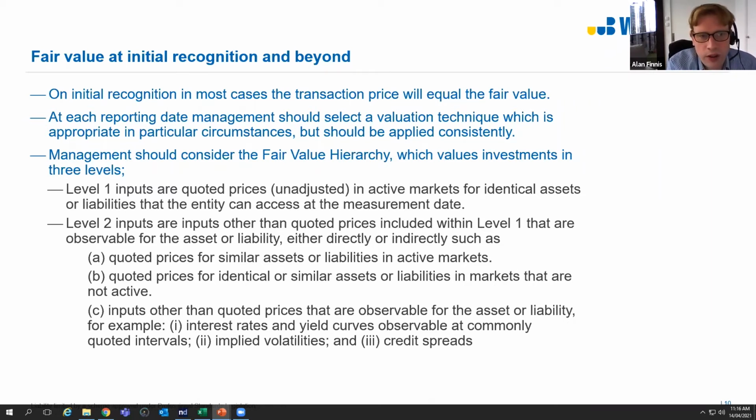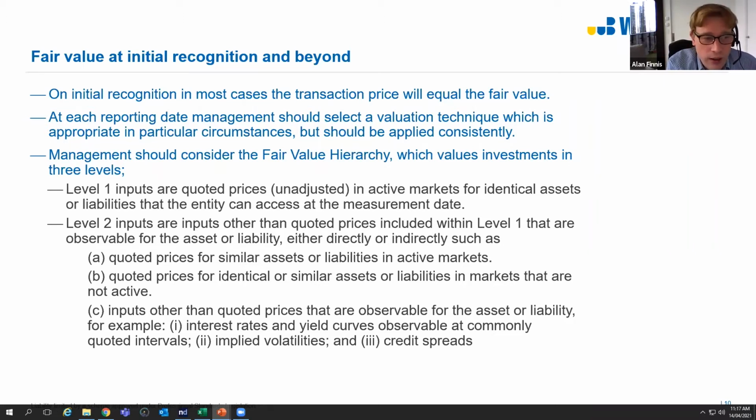As I said, on initial recognition, in most cases the transaction price will equal the fair value. But at each reporting date, we need to select a valuation technique which is appropriate in the particular circumstances, and it should be applied consistently. Management should consider the fair value hierarchy, which values investments in 3 levels. So when we initially buy an investment, chances are the transaction price is the fair value.